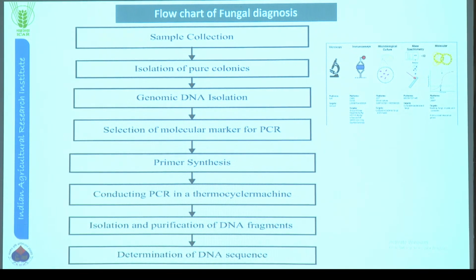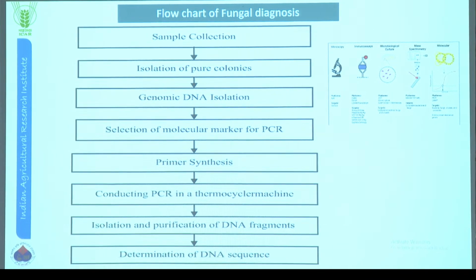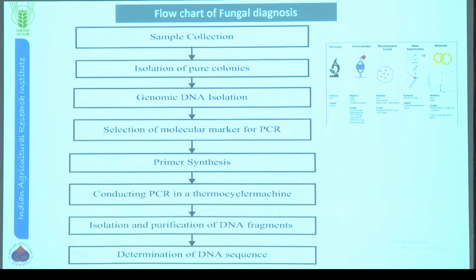So, flow chart of how you can diagnose. First is sample collection. Any infected tissue you can take directly. Go for DNA isolation, either based on laboratory protocols or kits are available. Many kits are there: DNA isolation kits for fungal DNA, bacterial DNA, viral DNA. Isolate good quality DNA. Pure colony is a different thing actually. Isolation of pure colony means isolation of the fungus based on media, that can also be used.